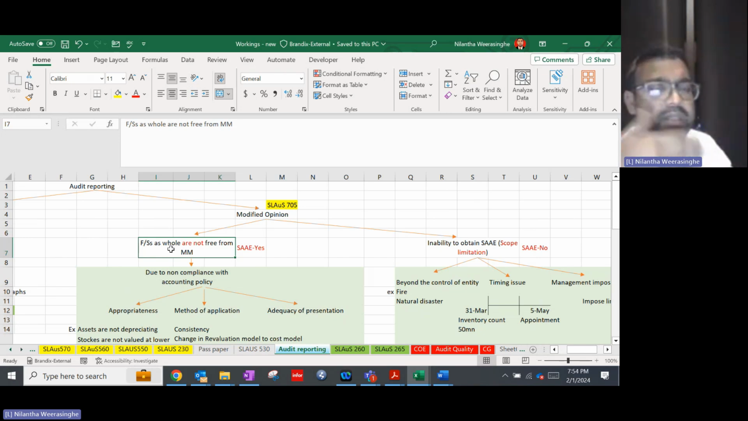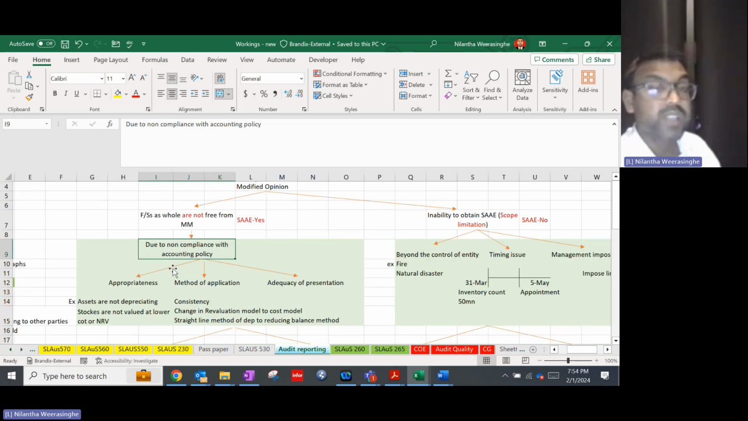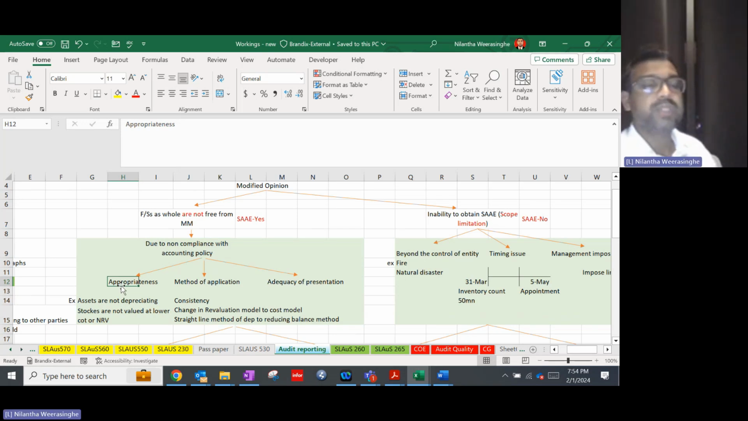What do you mean by financial statements are not free from material misstatement? It means financial statements are not in line with accounting policy. In other words, this is due to non-compliance with accounting policy, something wrong with accounting standard application. Something can be wrong with appropriateness: you have not selected accounting policies appropriately. Example, assets are not depreciated, stocks are not valued at lower of cost or NRV. You can say your accounting policy is not appropriate.